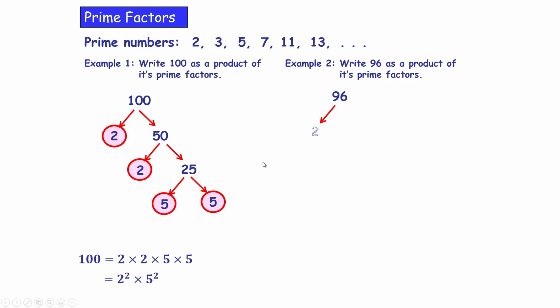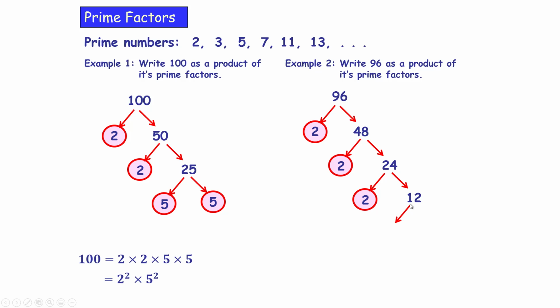And for 96 this time. 2 goes into 96. What is that? 48 times. Good. Circle the 2. And we check if 2 goes into 48. Yes, it does. Half of 48 is 24. Circle the 2 because it's prime. And we try again. Does 2 go into 24? Yes, it does. How many times? 12. Circle the prime number, 2.